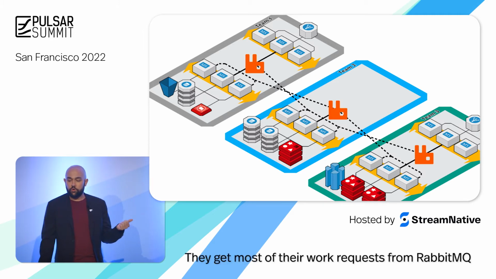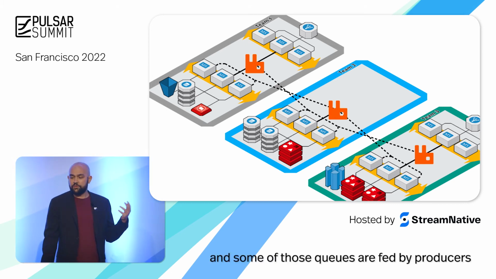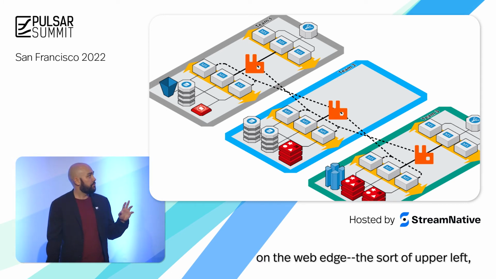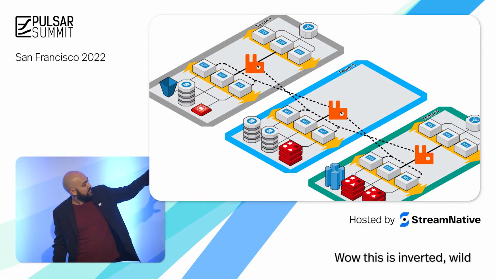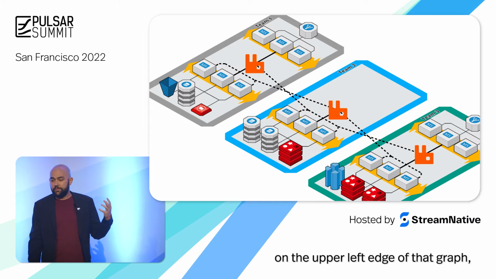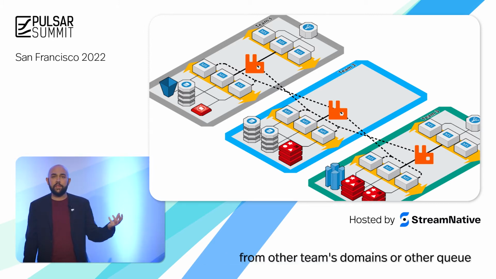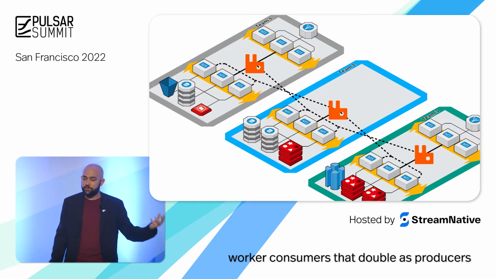They get most of their work requests from RabbitMQ or another queue service, and some of those queues are fed by producers on the web edge, the sort of upper left. Wow, this is inverted, wild. The upper left edge of that graph, the producers are fed from the web edge sometimes. Sometimes they're fed from other teams' domains or other queue worker consumers that double as producers.